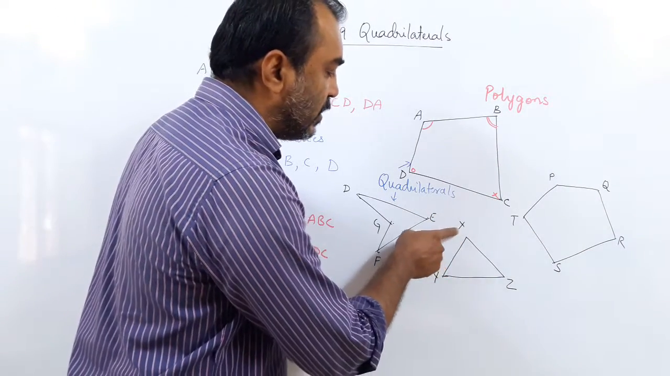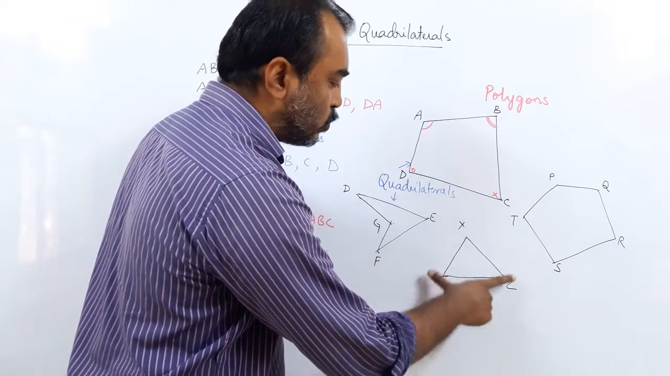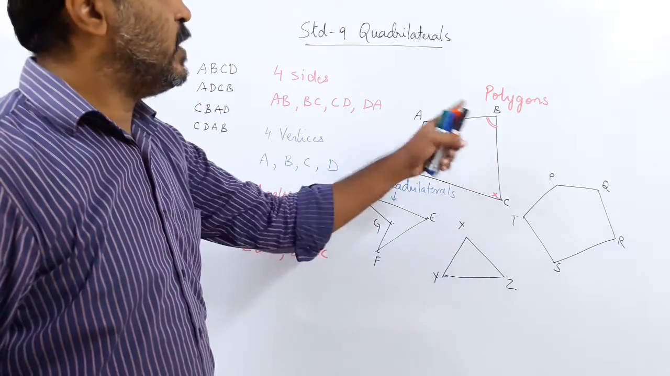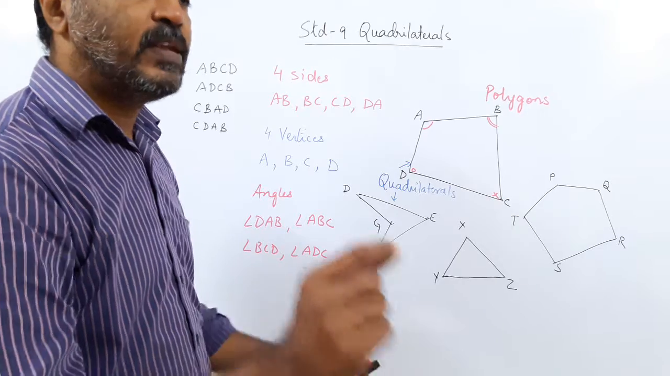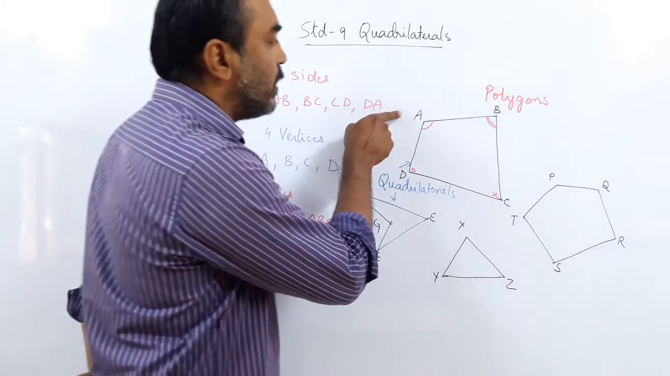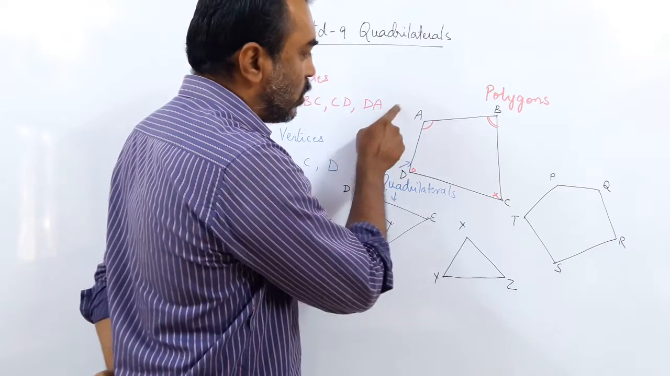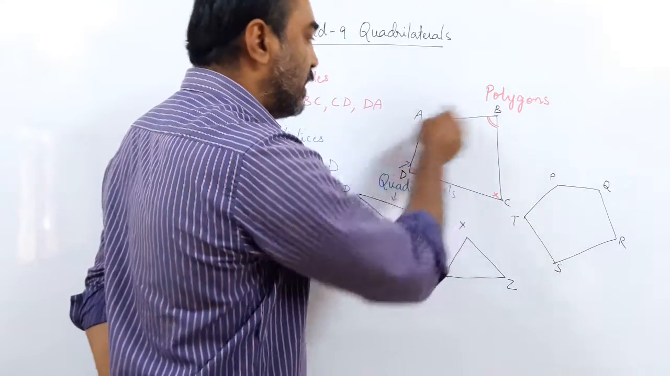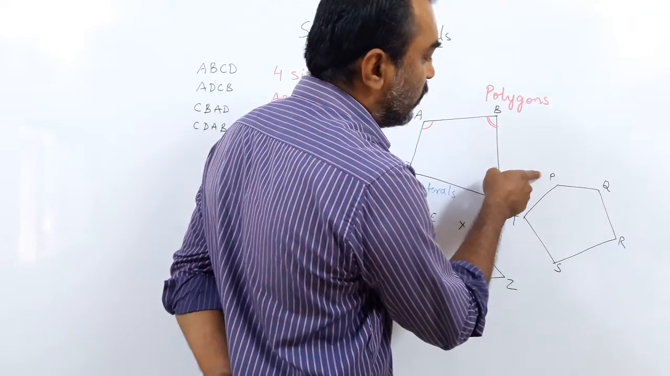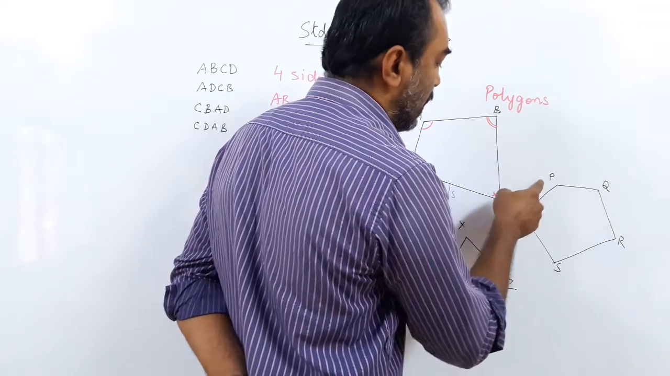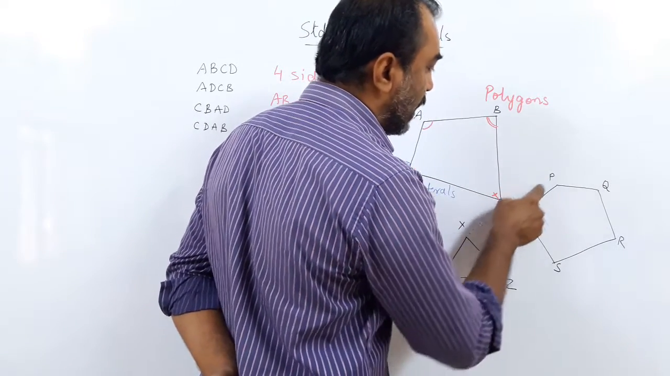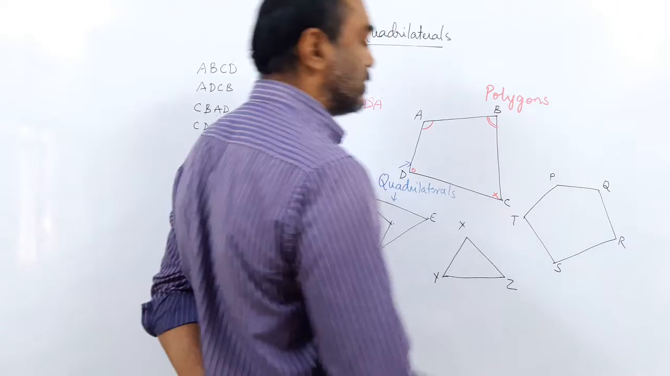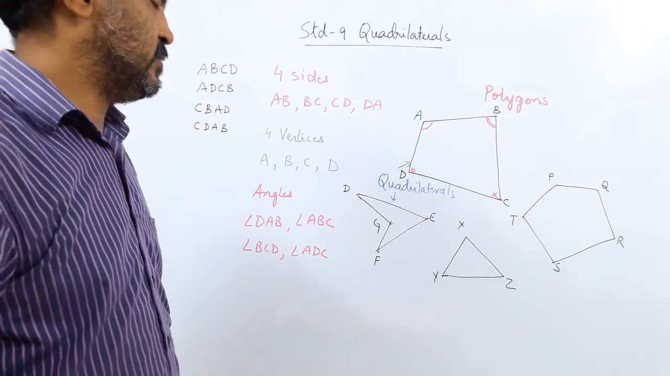So in this triangle there are 3 points. X has got 2 adjacent points, Y has got 2 adjacent points, Z has got 2 adjacent points. So in every polygon, every vertex will have 2 adjacent points. A has got B and D. D has got A and C. C has got D and B. And B has got C and A. If you look at P, then the vertex P has got 2 adjacent vertices, Q and T. T has got S and P. S has got R and T. R has got Q and S. So these are the adjacent vertices.